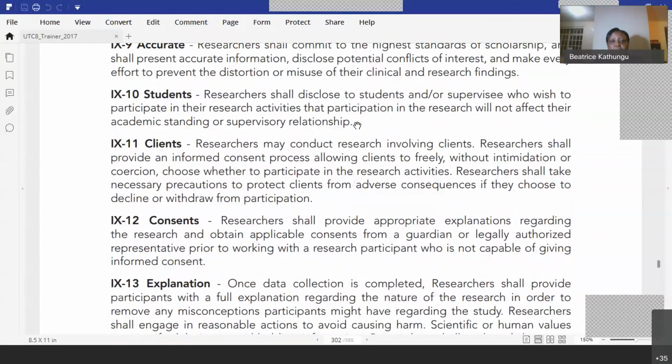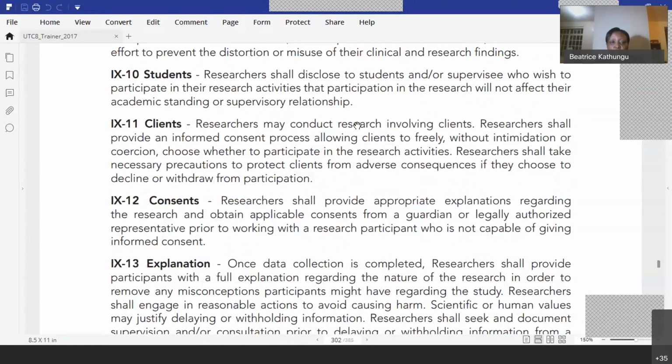Now, 11 is again related to the same idea, but this time it's talking about using clients as participants. Again, remember, clients are vulnerable. Remember, client work and client material is highly confidential. So when we work with clients as our participants, we must provide an informed consent process that allows the clients to feel that they are freely participating, they are not intimidated, they are not going to be denied services because of not participating in research, and so on and so forth. And at the same time, we must ensure we take precautions to protect these clients from any adverse consequences if they choose to withdraw or to decline, not of course forgetting the issues of confidentiality.